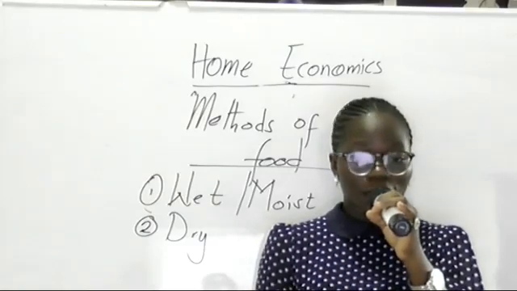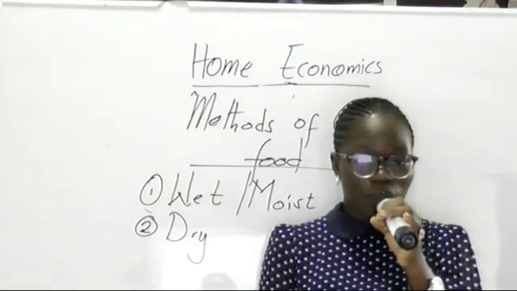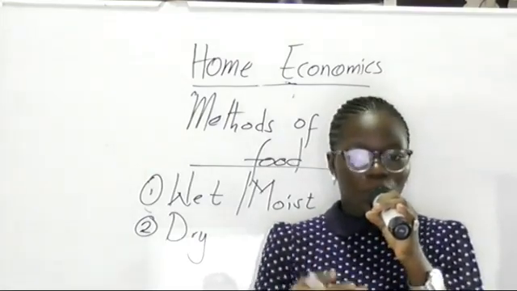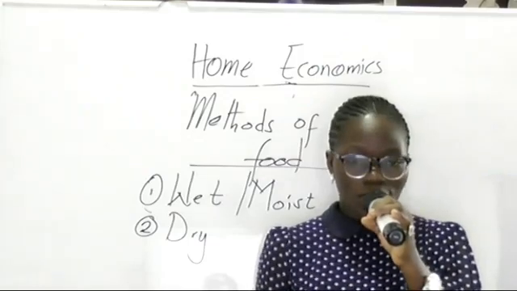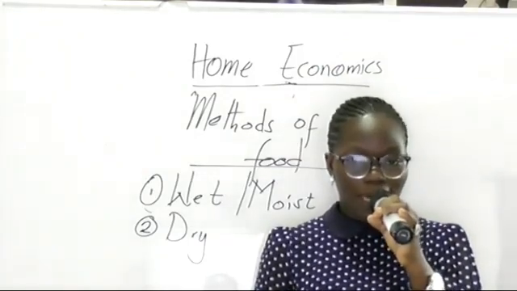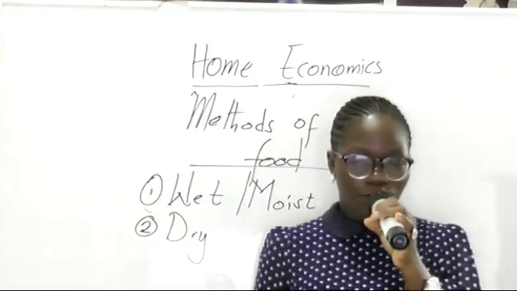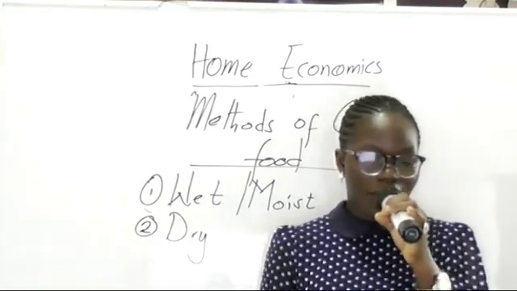We can think of a lot of liquid being used in preparing food. We have water, we have juice, we have milk, and a lot of liquid that we use in preparing our food. Now, the second one, the dry method of cooking food.